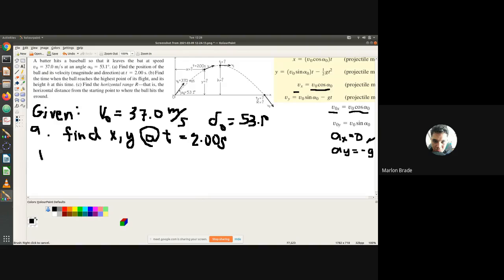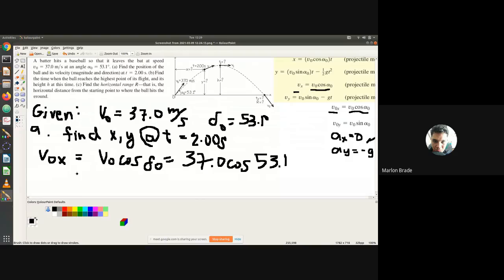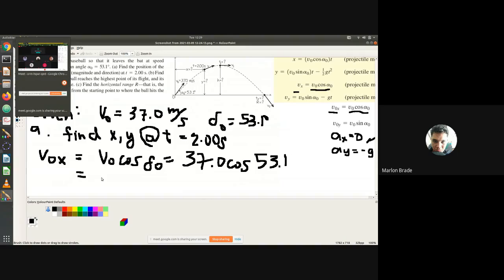So the v naught x nato is actually equal to the v naught, 37. Accordingly, this is just v naught cosine of alpha naught, which is actually equal to v naught 37.0, and this is cosine of 53.1. Okay, so let me calculate, guys.